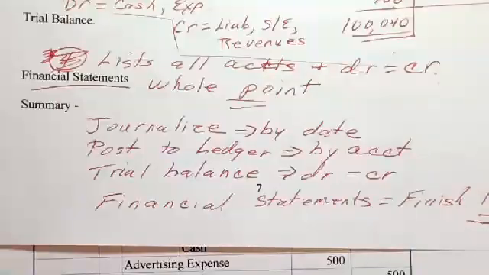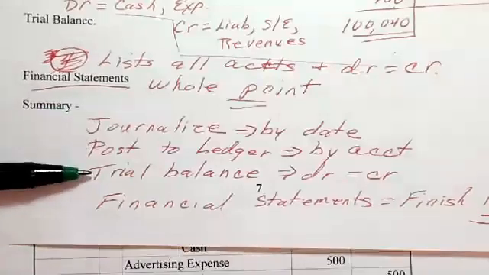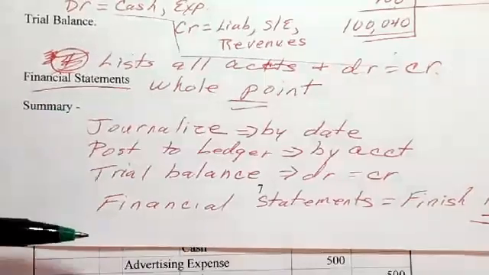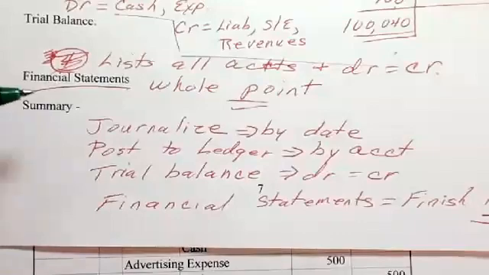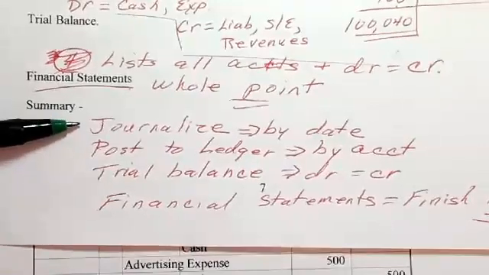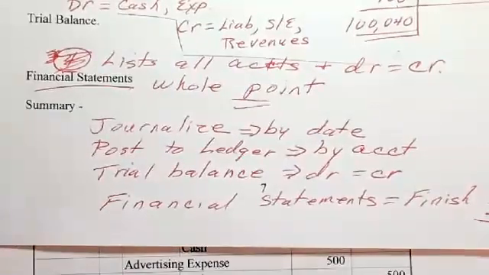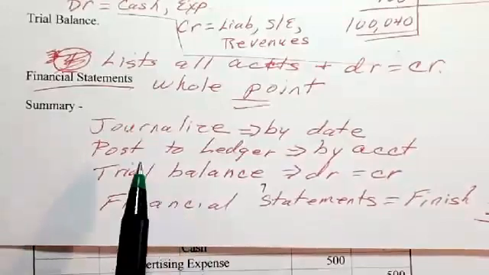Let's finish up the Pharrell problem. Remember, we said there were some steps we had to do: journalize, then post to the ledger, do a trial balance, and then do financial statements. In the last video, we journalized all the transactions by date, so as they happen. So now we're going to finish up these last 3 steps.